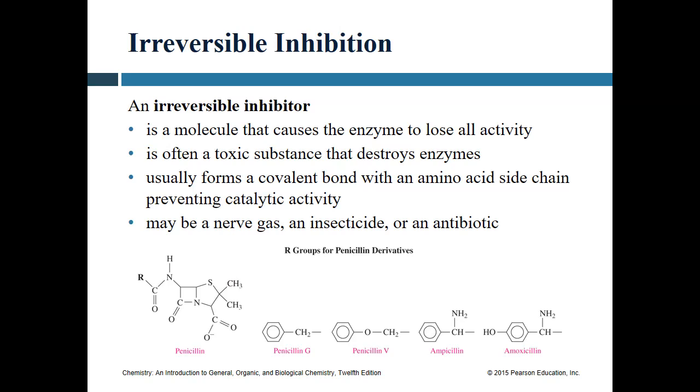Other examples of irreversible inhibitors would be things like nerve gas or insecticides, where usually there's something involved in there that's causing chemical reactions to take place in the structure of the protein itself. And if we change the chemical structure, if we change the chemical makeup of the protein, it's no longer going to be usable.